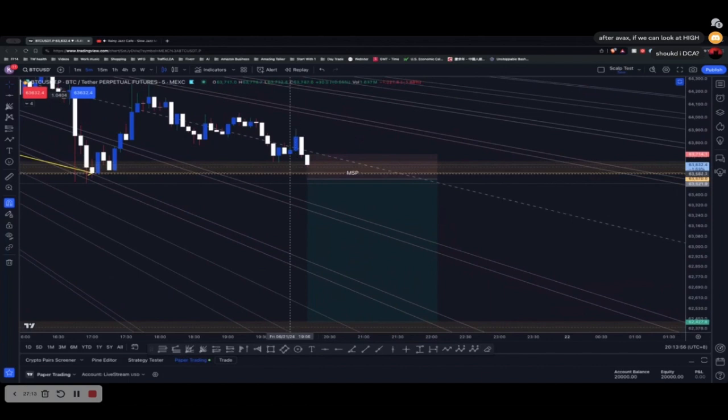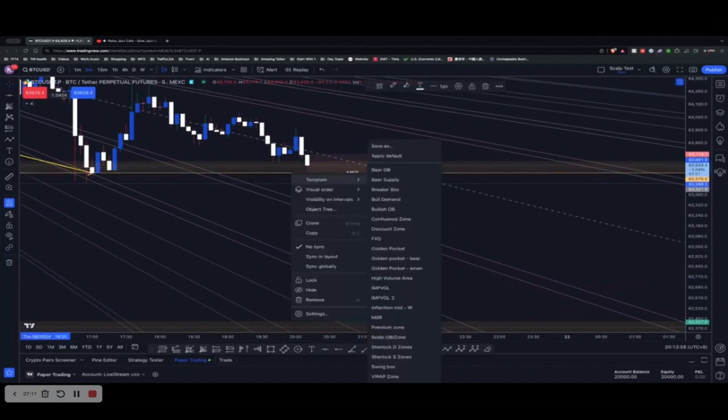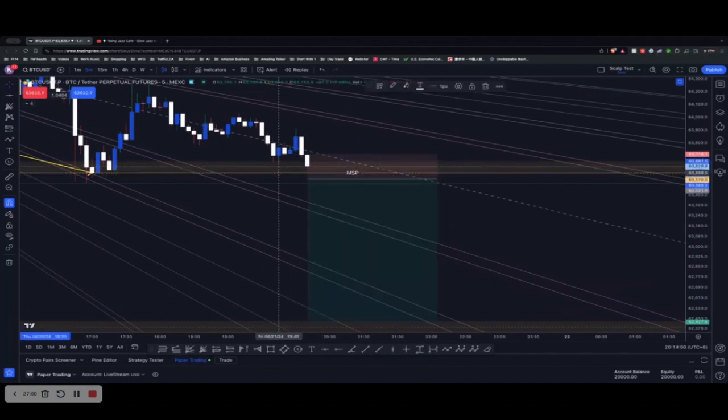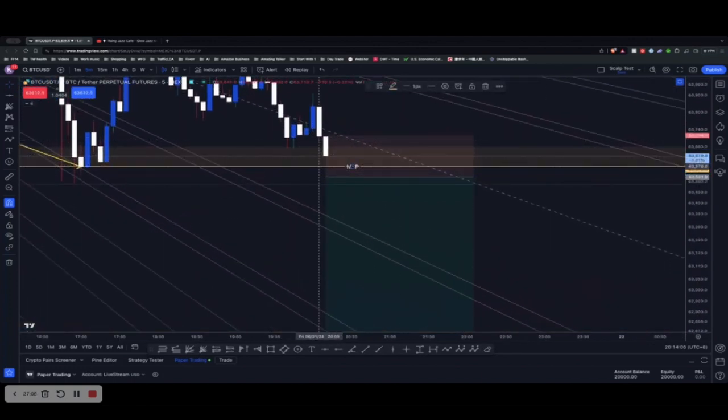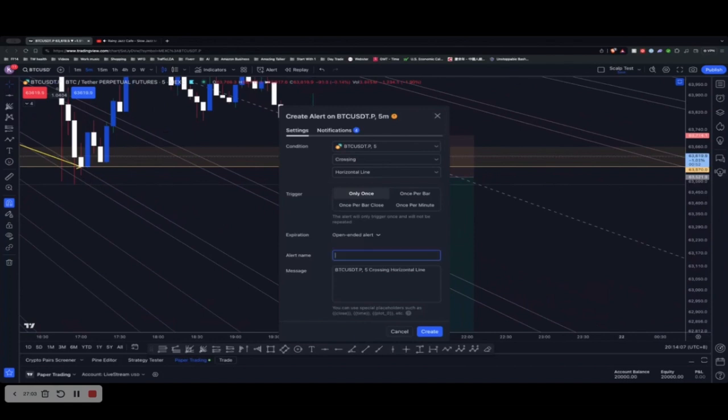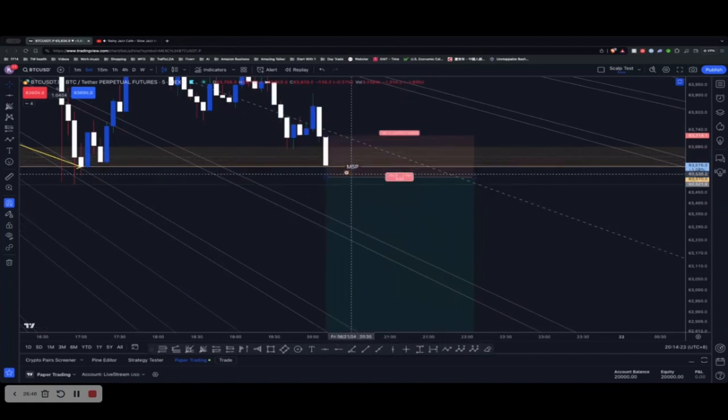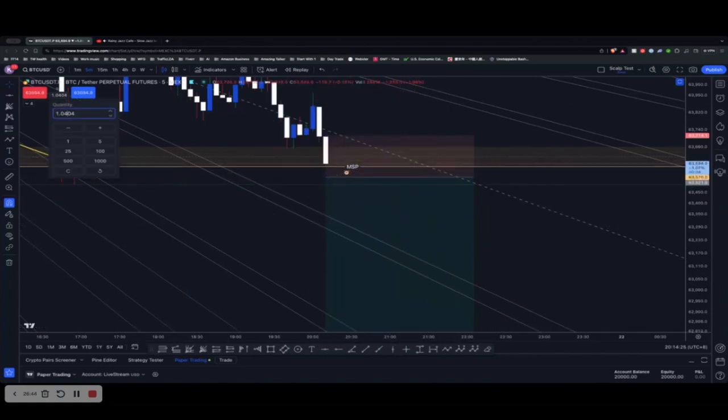Let me set an alert first, yeah? So if I close below here, I want to know. Let me click the line, please. Here we go. Add alert. BTC major MSP breakout. Check price. Okay, per bar close, crossing down, create. Perfect. Oh, it's happening. Hold on, you guys.